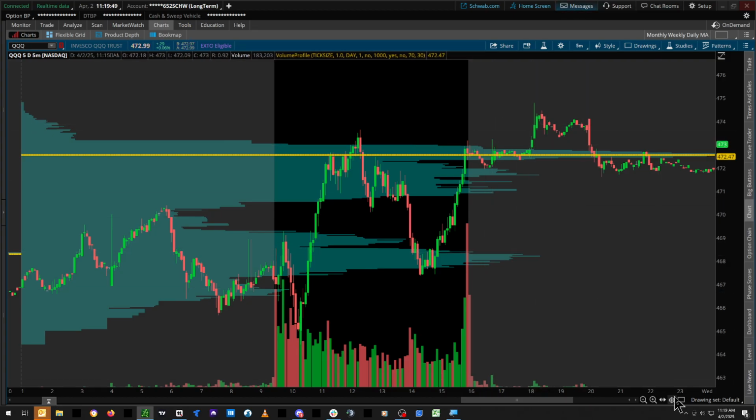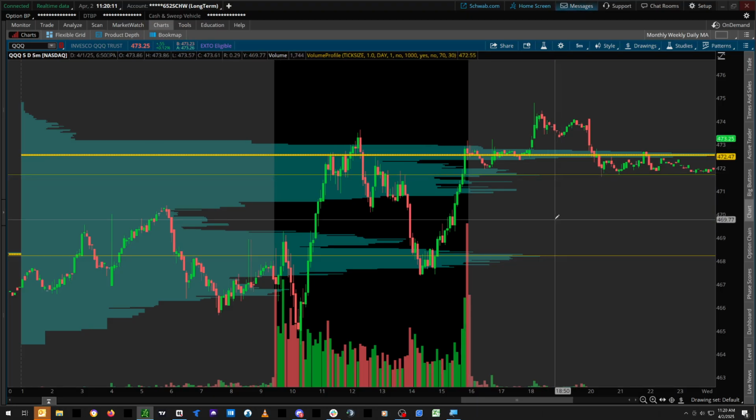So we could say that this zone right here, you see how this sticks out, we could say that this line right here is an area of interest. We could say that this area right here is an area of interest. And so we see that there's a lot of business being done here and here. And you could argue about some of these other areas as well.